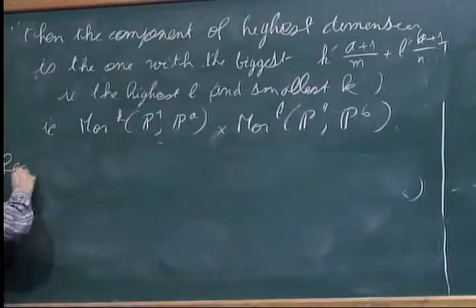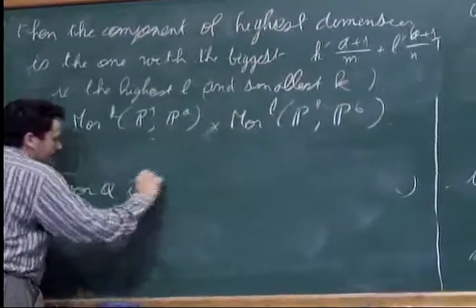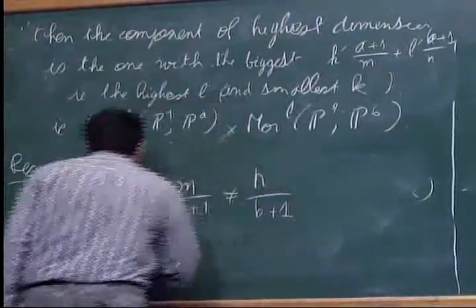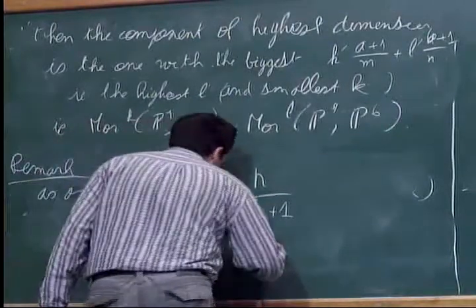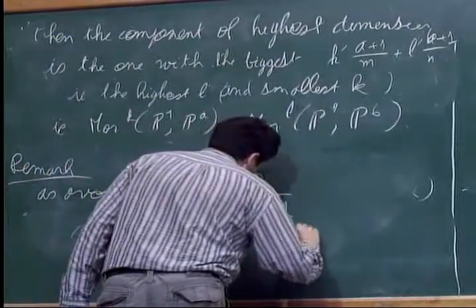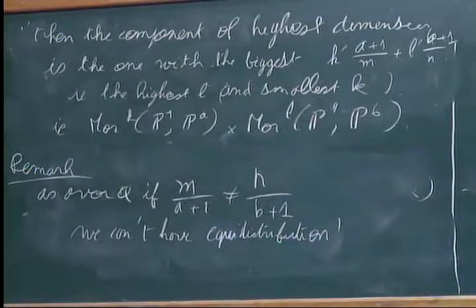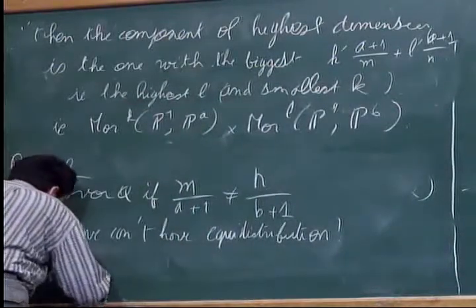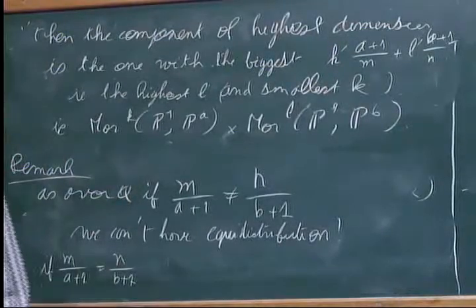So, as over Q, if M over A plus 1 is different from N over B plus 1, we can't have equidistribution. But it's worse than that. Even if I take M over A plus 1 equal to N over B plus 1. What does it mean? It means that all the components have the same dimension.